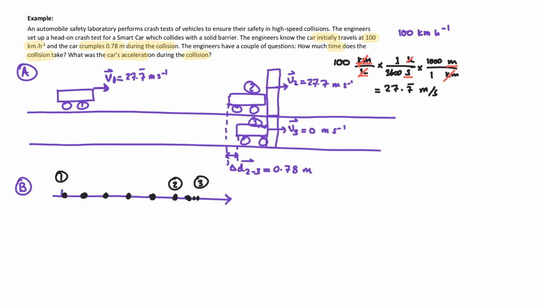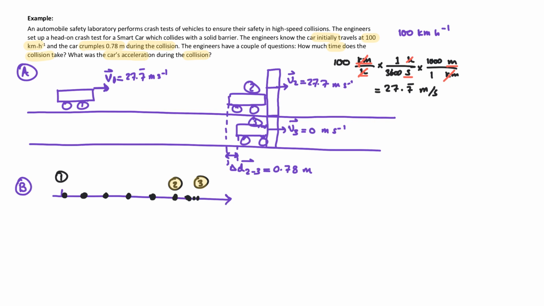And really, in terms of figuring out how much time the collision takes and what the car's acceleration is during the collision, I don't really care about anything between events 1 and 2. That's not part of the collision. Part of the collision is only from event 2 to 3. So this is the interval that I really care about. The events that I really care about, I'll highlight. Those are events 2 and 3.